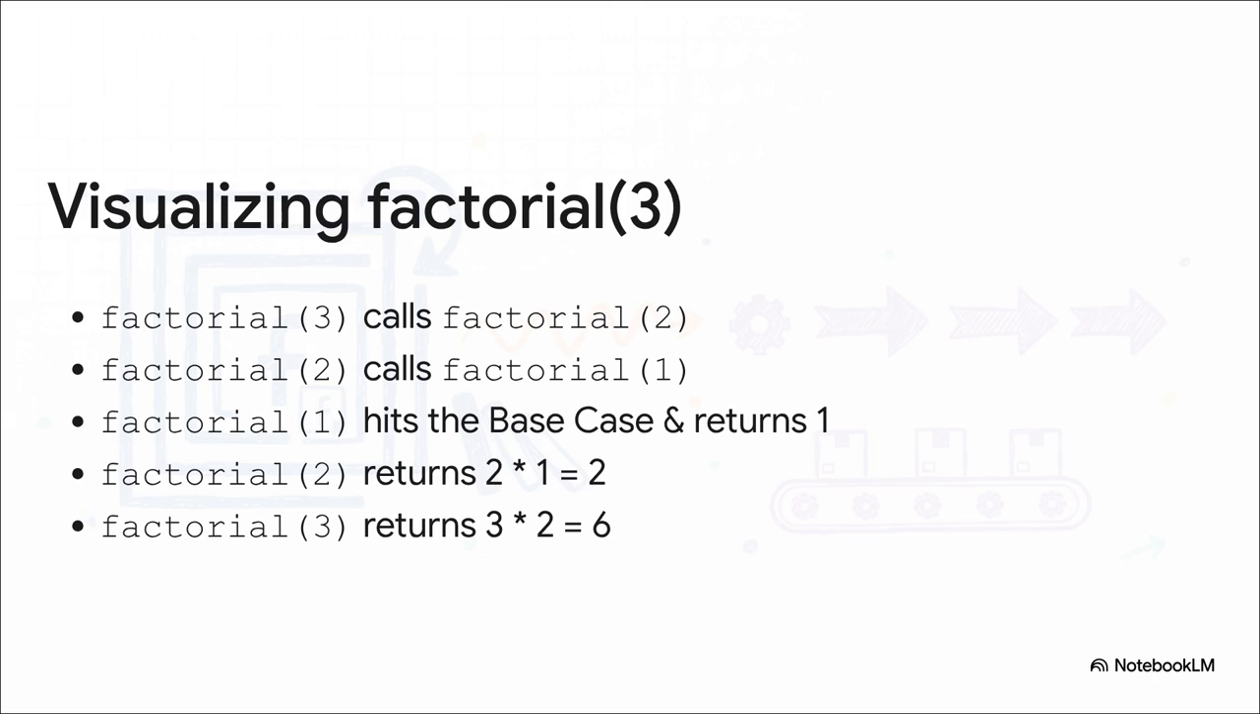Finally, factorial of 1 hits our base case. It knows the answer is just 1. And this is where the magic happens. It passes that 1 back up. The factorial of 2 call gets it, calculates 2 times 1, and passes 2 back up. And finally, our original factorial of 3 call gets that 2, calculates 3 times 2, and gives us our final answer, 6. It's like a chain of questions going down and a chain of answers coming all the way back up.